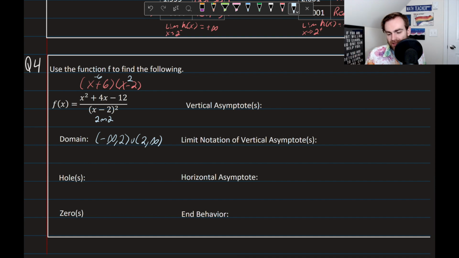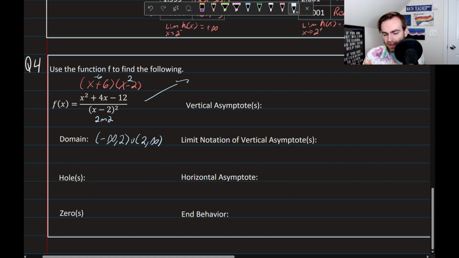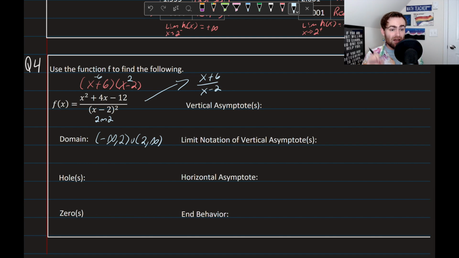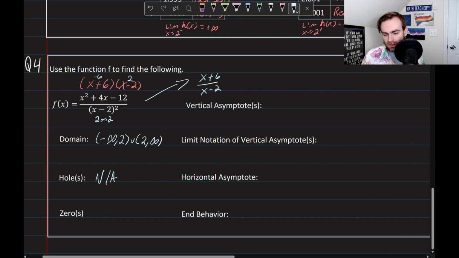If I cancel out the common factor, this function is equivalent to x plus 6 divided by x minus 2. And since we still have that x minus 2, that's why we have a vertical asymptote and not a hole. So there is no hole. Our zero would only be at x equals negative 6. Our vertical asymptote would be at x equals 2.